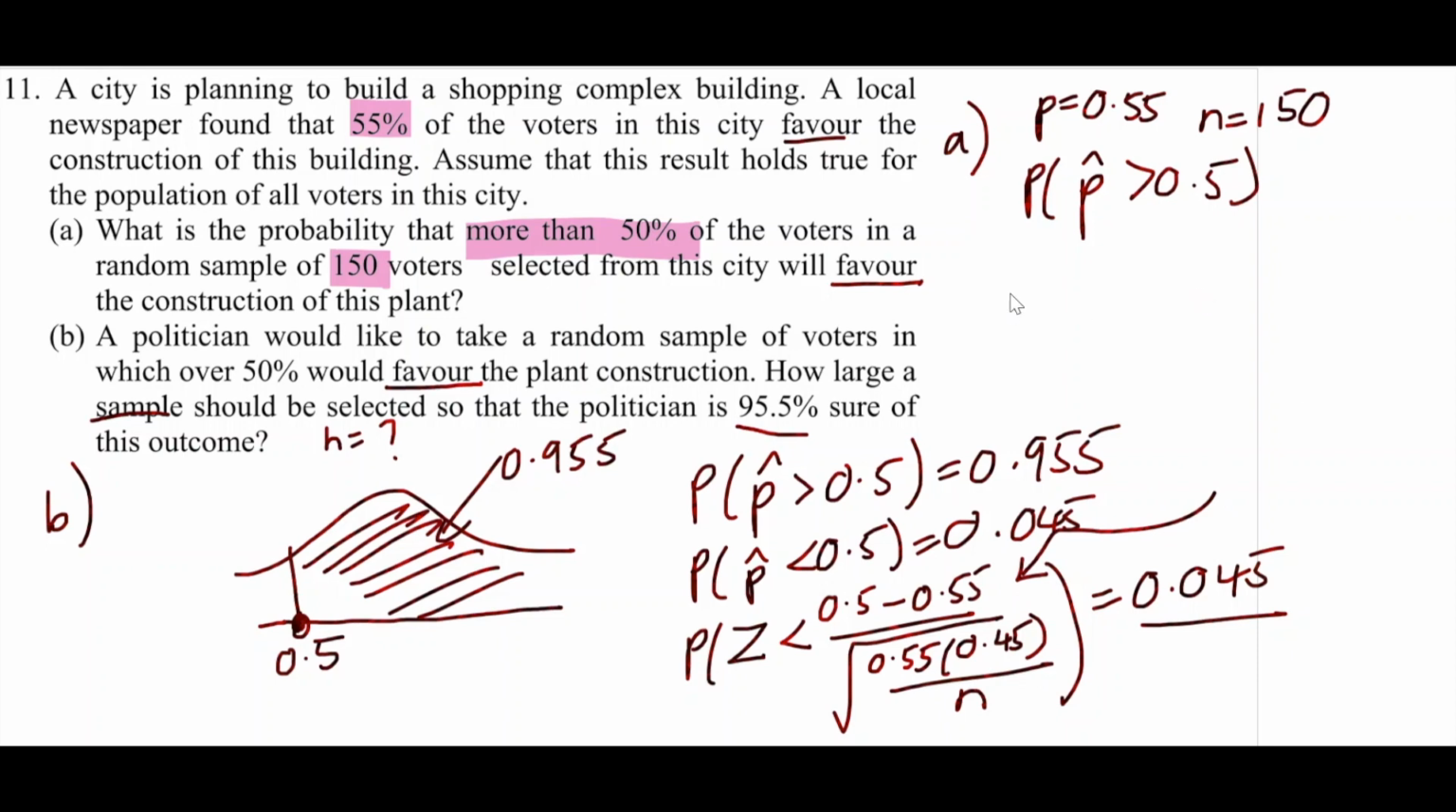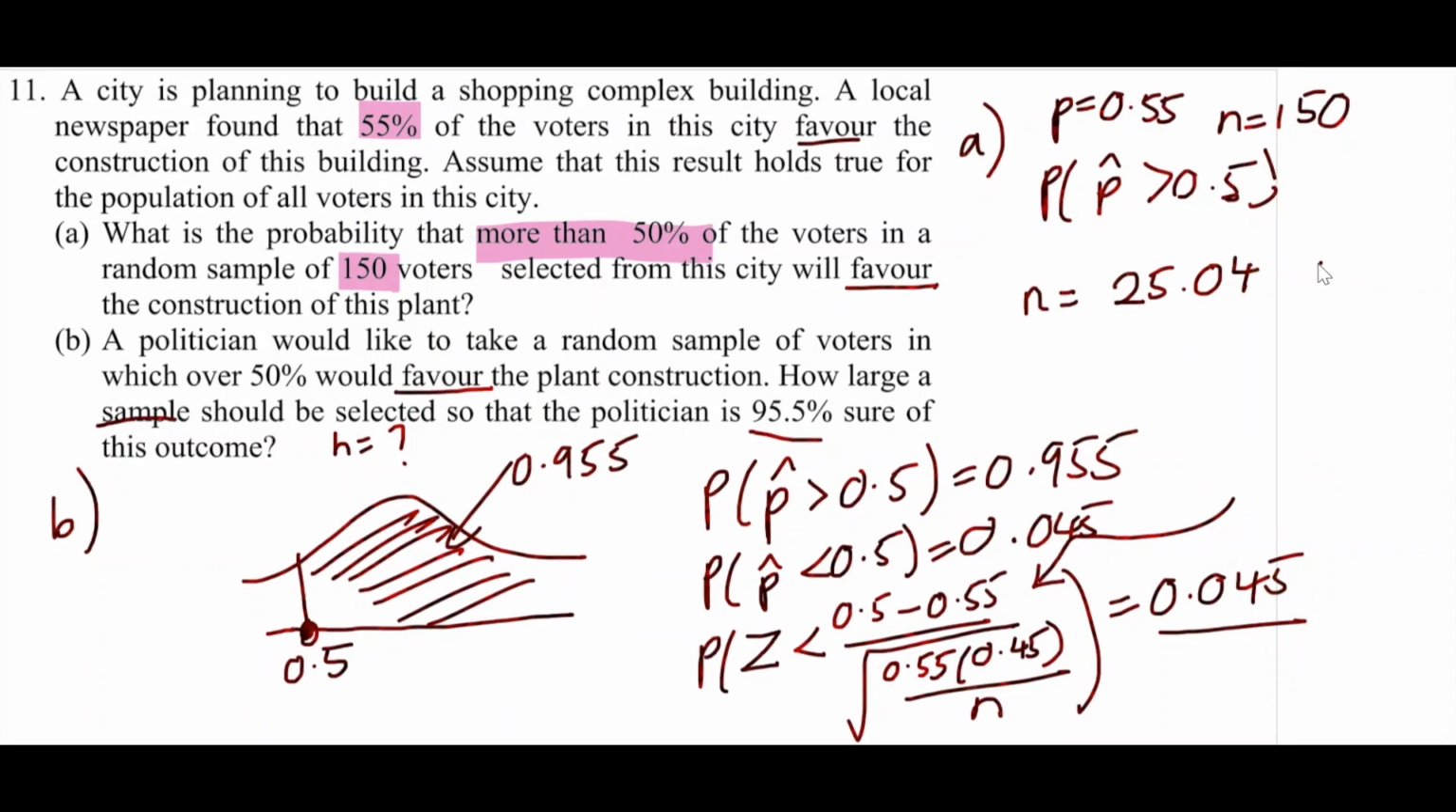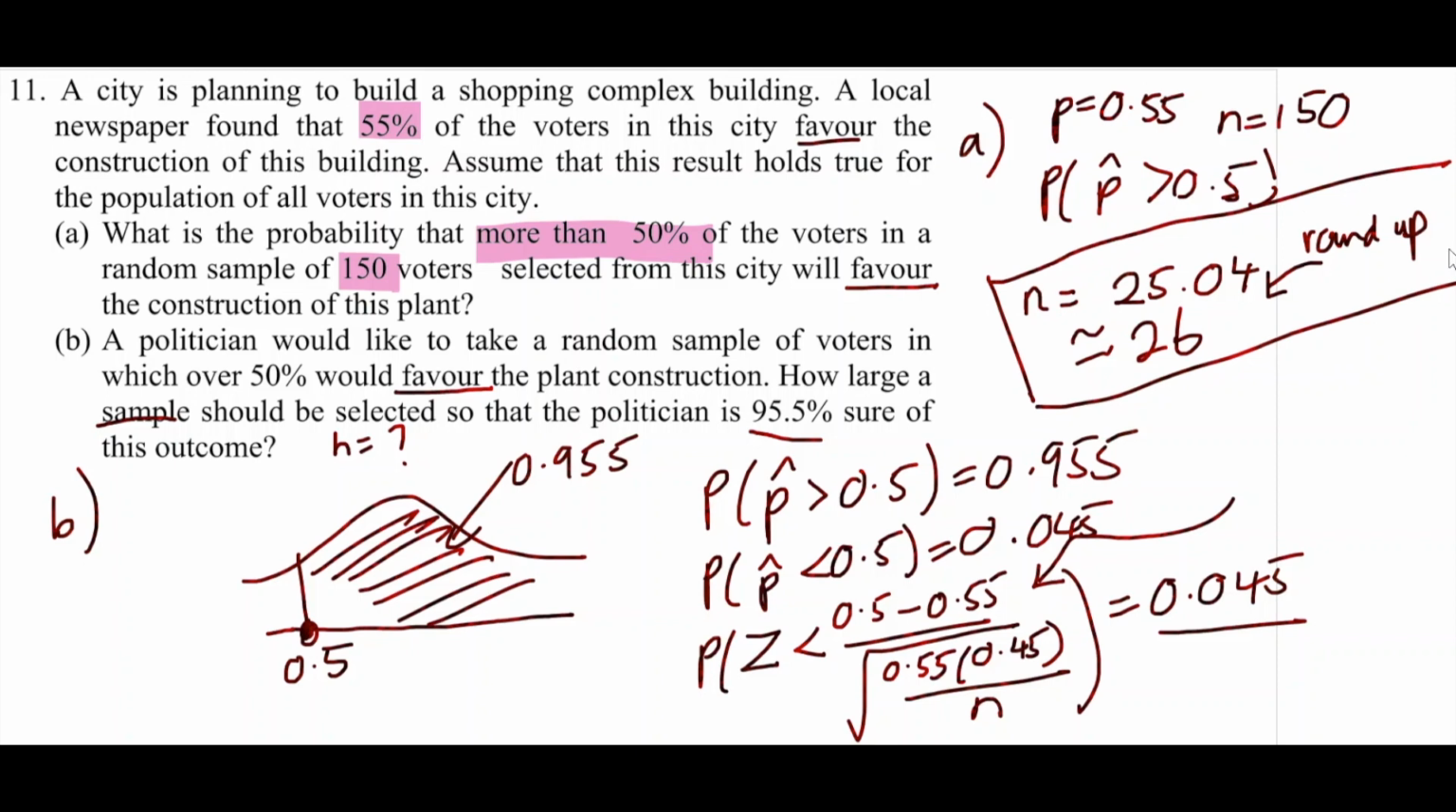Now, when you solve for n, you might get a decimal value such as 25.04. Okay. For your sample size, you always need it to be an integer. So in this case, we need to round up 25.04 to 26, as we've previously discussed in class.